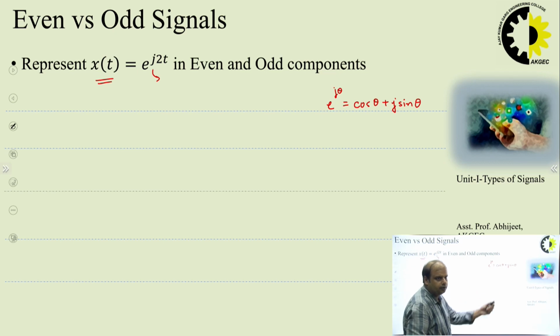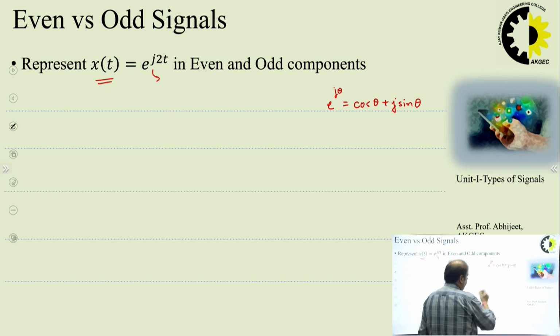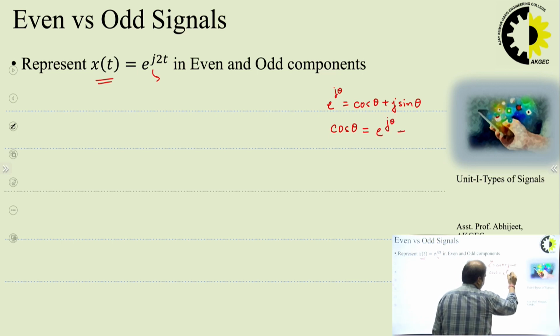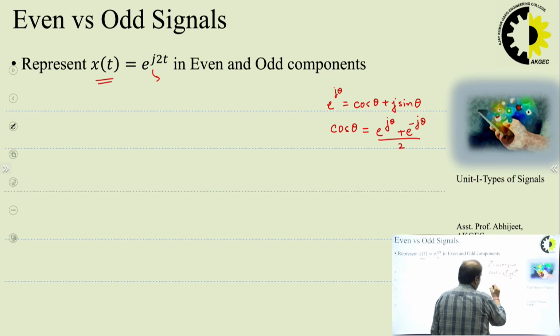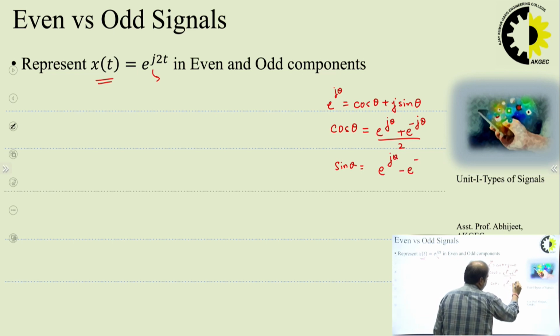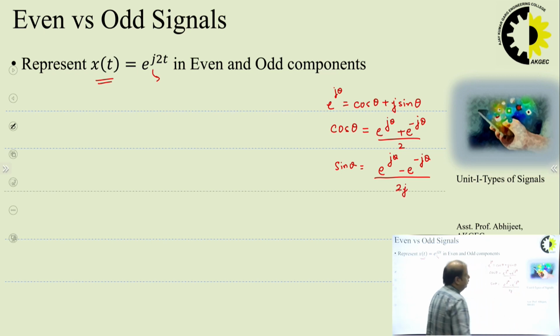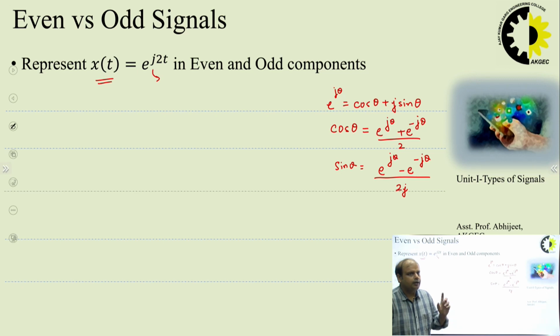And if we take the complex conjugate of it and add and subtract, we can represent both cos and sin using the equations: cos theta is e raised to the power j theta plus e raised to the power minus j theta by 2, and sin theta is e raised to the power j theta minus e raised to the power minus j theta upon 2j. So in this manner, we can use these properties to find the even and odd components.